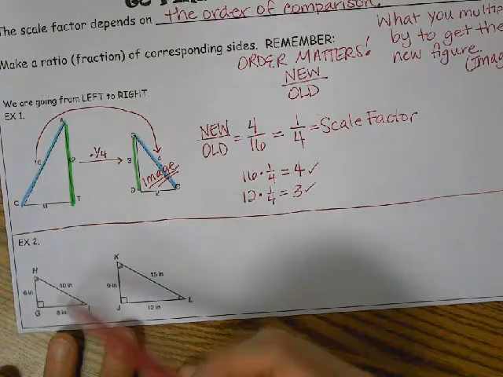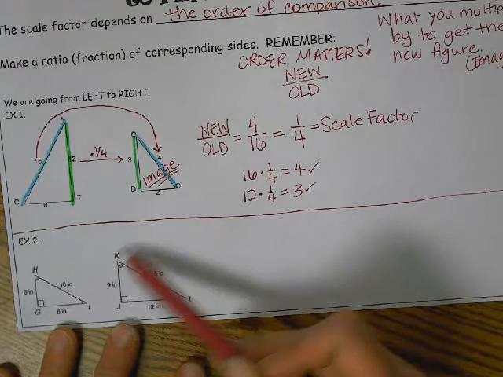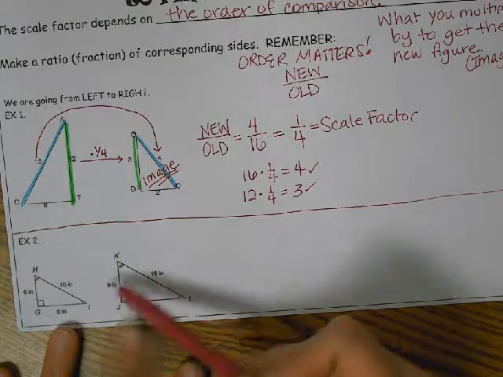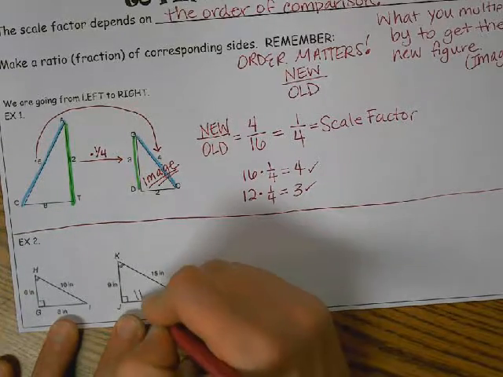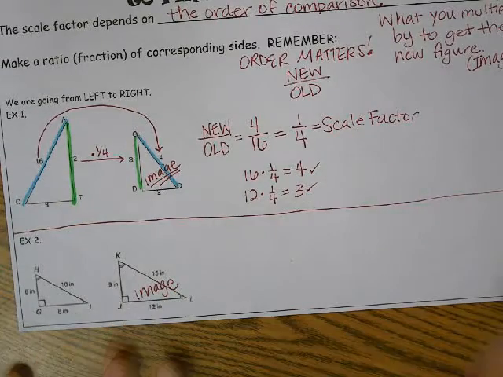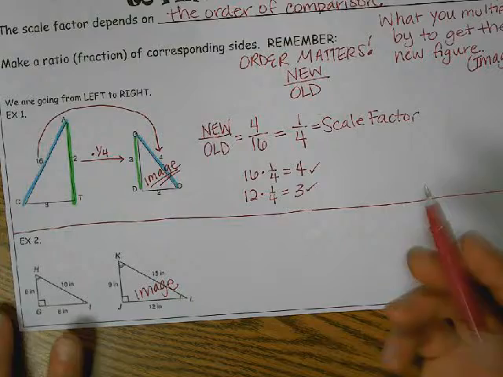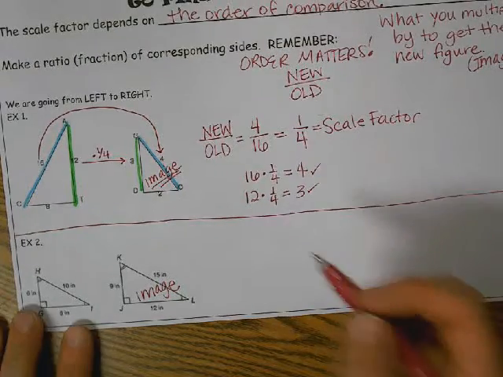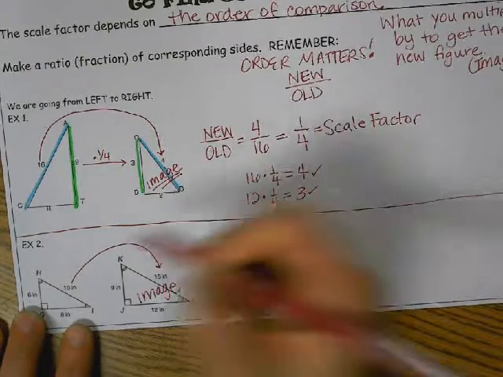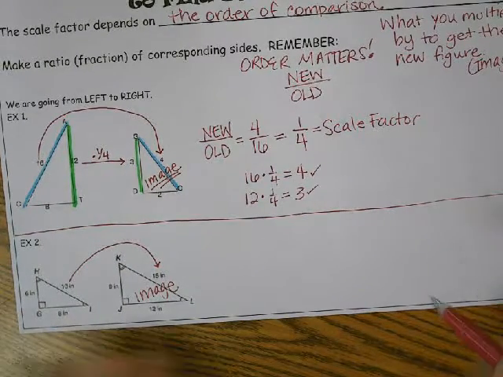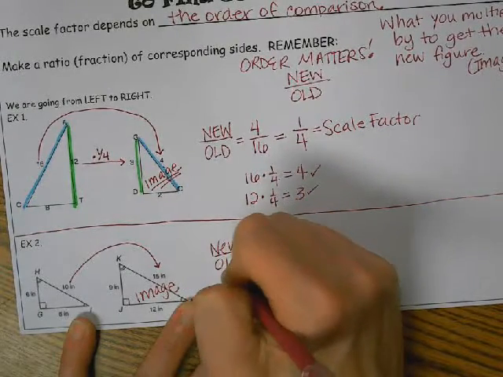Alright, so let's look at example 2. It says that we have this one and this one. What is the new triangle called? What do we call that? The result after I applied a scale factor, what is this one called? It's called the image. Okay? Alright, so let's figure out what number I have to multiply by to get to the new number. So I'm saying 10 times what gets me 15. Okay? Alright, so to do that, we do new over the old.